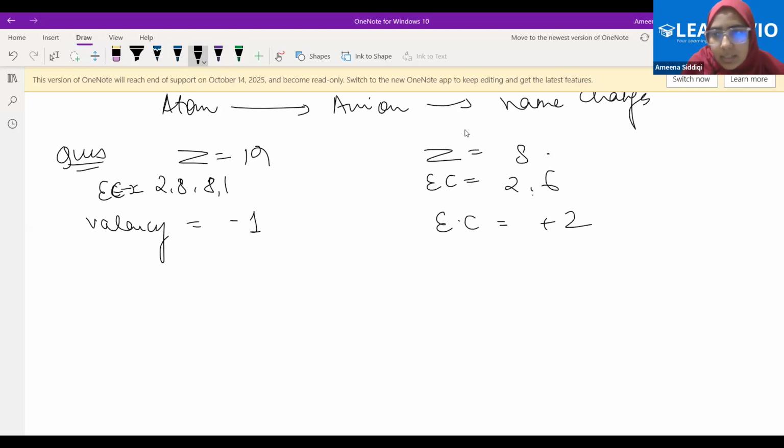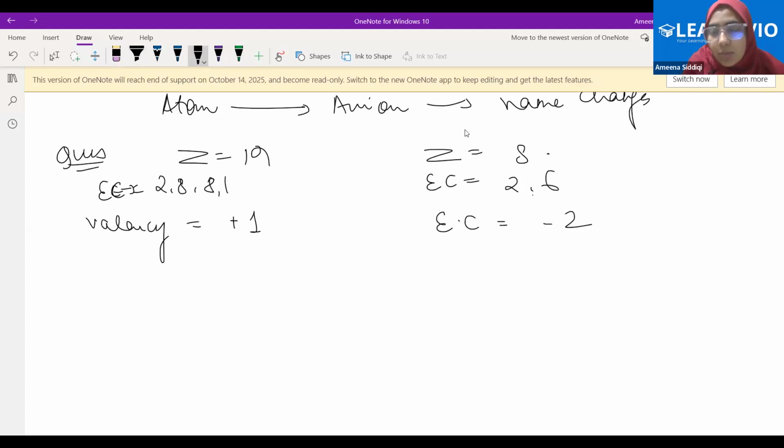Tell me, why are you getting negative for 19? Because it needs to lose one electron. Whenever electrons are lost, the number of protons will be more than electrons. What charge will be more? The positive charge. Whenever electrons are lost, positive charge is attained, and it will be +1. Whenever electrons are gained, the number of electrons will increase, therefore the negative charge is there.